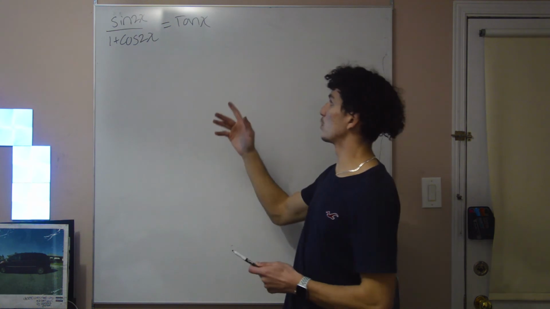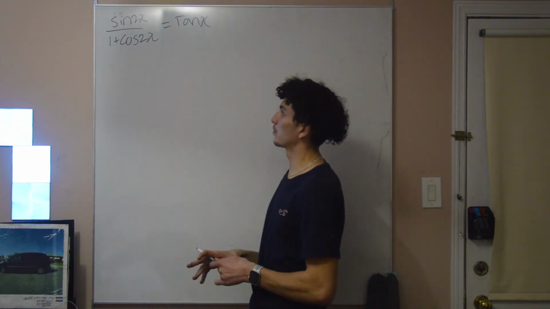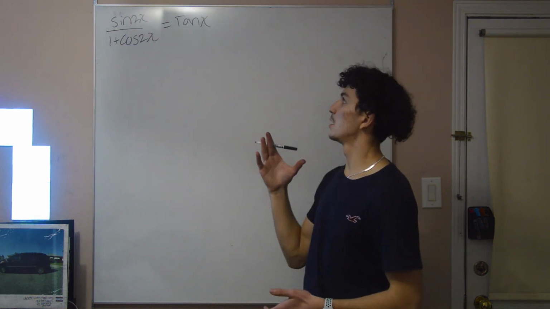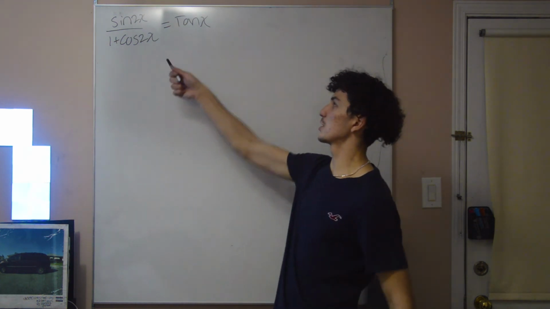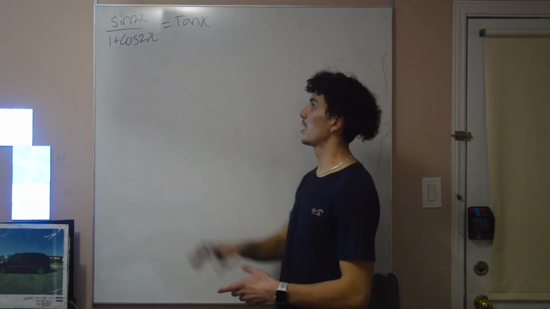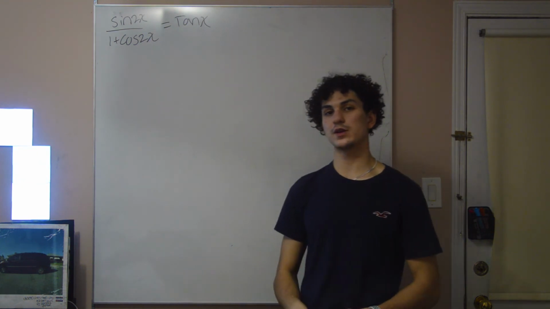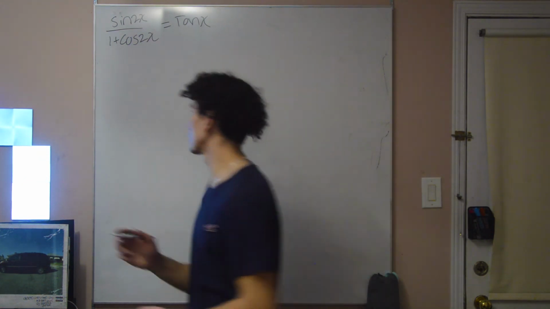Okay, moving on to this one, we have sine 2x divided by 1 plus cos 2x equals tan x. Now this one's actually pretty simple. We're just going to change our sine 2x, our cos 2x. We're also going to change the 1 into sine squared x plus cos squared x, and you'll see where it goes.